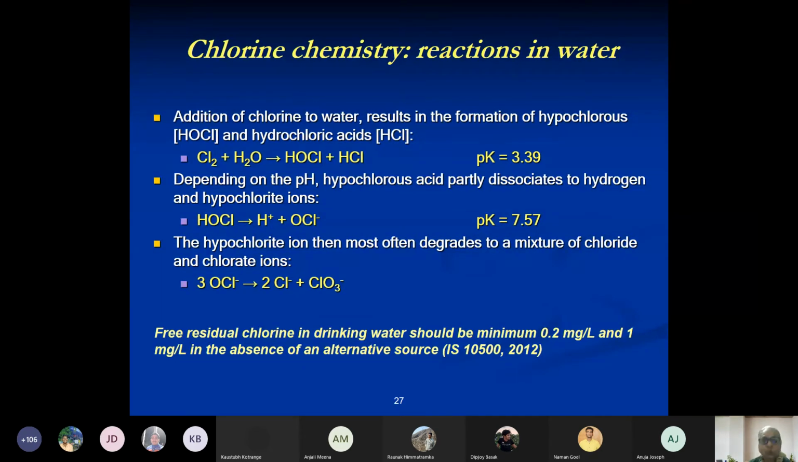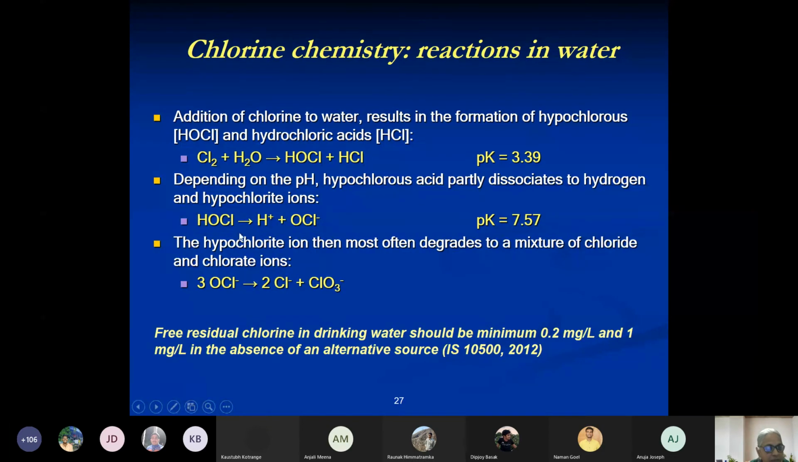Then we come to chlorine chemistry. So what happens when we add chlorine to water? When we add chlorine to water, it results in the formation of two compounds, hypochlorous acid and hydrochloric acid. And there is a pKa associated with it. This hypochlorous acid is not a stable compound. It's a highly unstable compound. It will dissociate into H+ and OCl-.